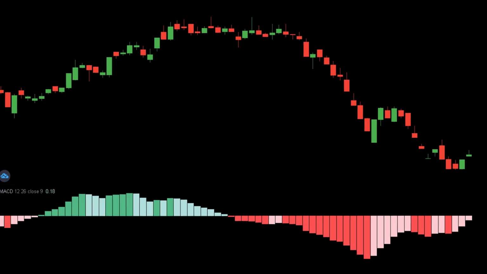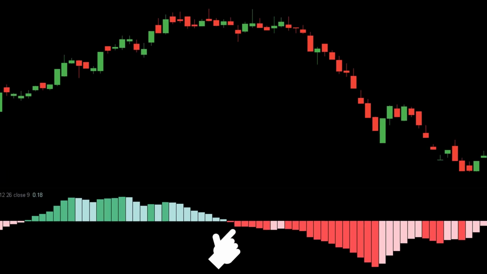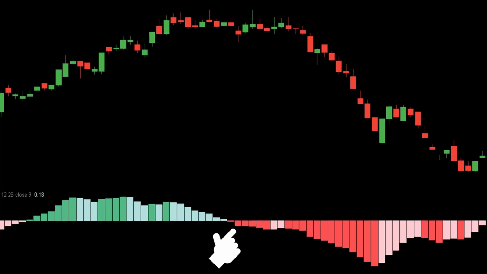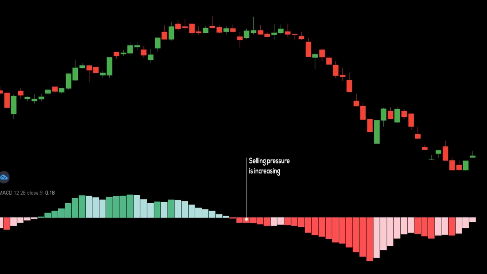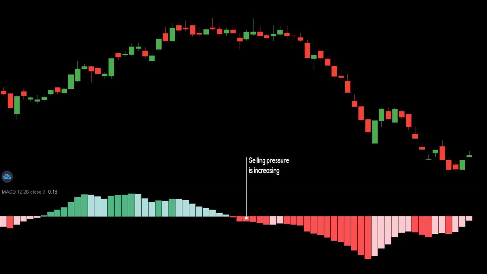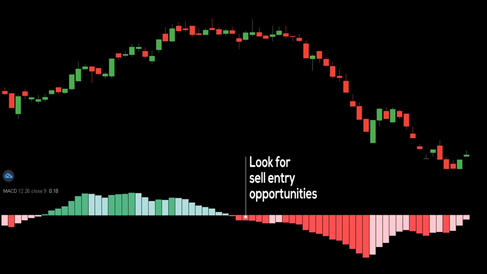At the early stage of a downtrend, we see the histogram expanding with dark red bars. If you're still holding long positions, this is your final chance to exit. These dark red bars signal that selling pressure is increasing, and smart traders will start looking for short opportunities.